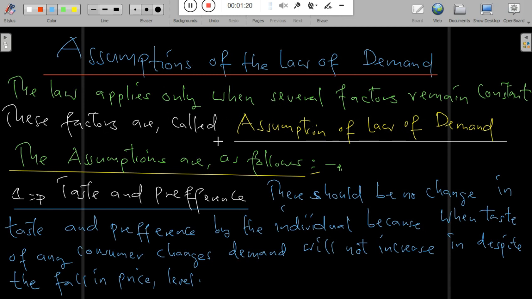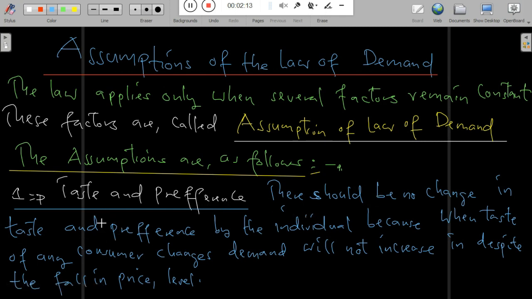There are assumptions of the law of demand. The law applies only when several factors remain constant. These factors are called the assumptions of the law of demand. The assumptions are as follows. The income of consumers remains constant. There should be no change in the income of consumers when the price of any commodity changes, because only in this case will the law of demand apply.